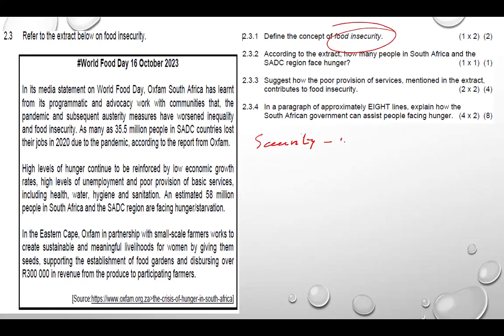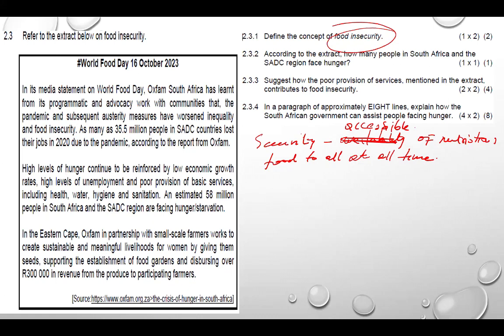Security is when there is availability of nutritious food to all at all times. So not availability, should be accessibility. Food can be available, not accessible. Accessibility means that people can afford to buy that food. So it can be available but expensive, so it's going to result in food insecurity. So it must not only be available, but it must be accessible.